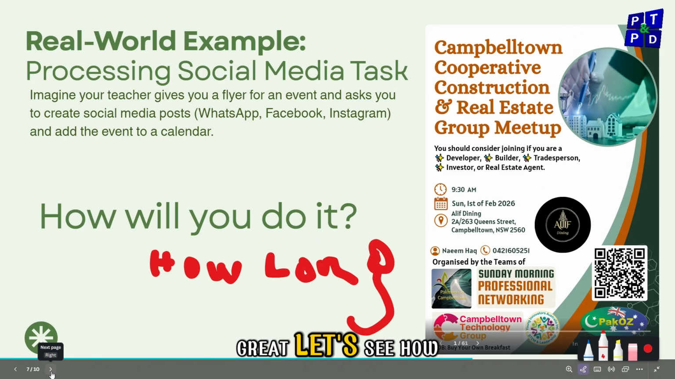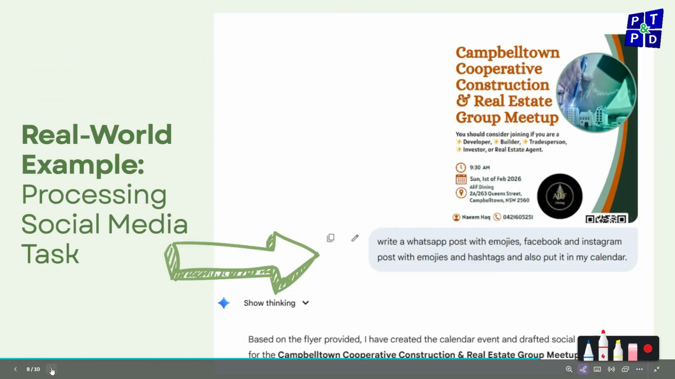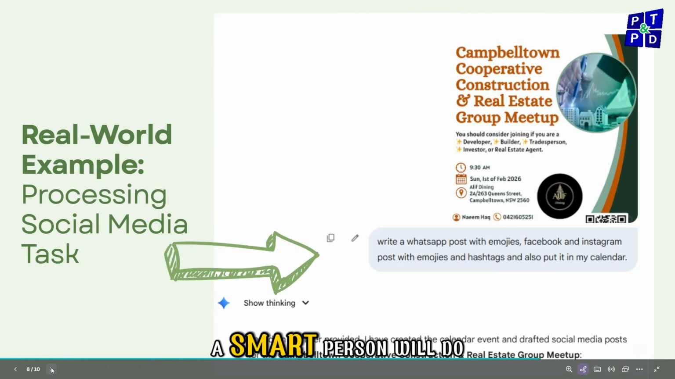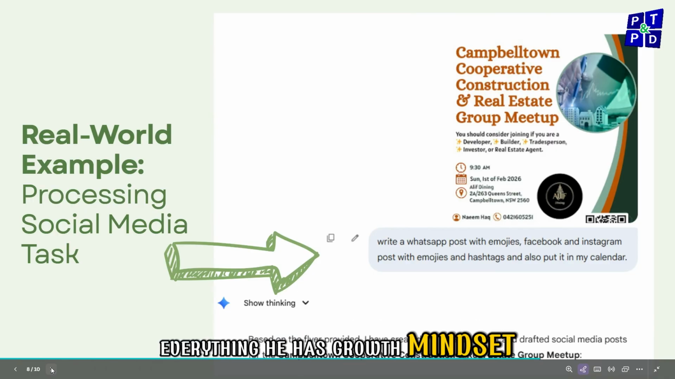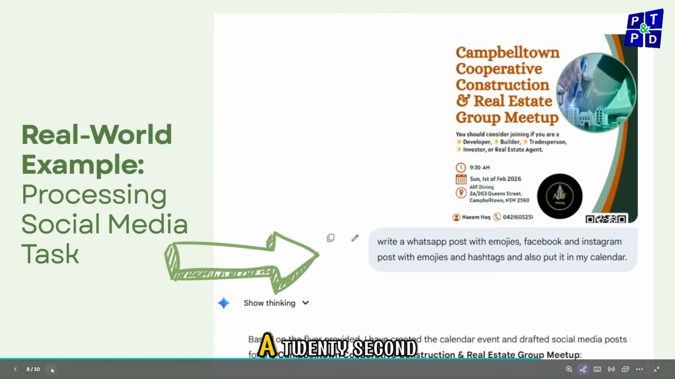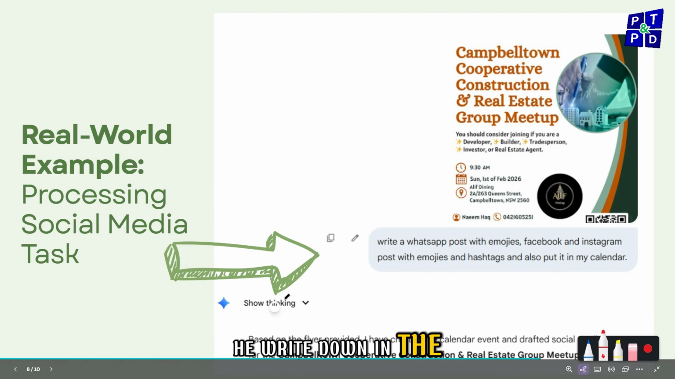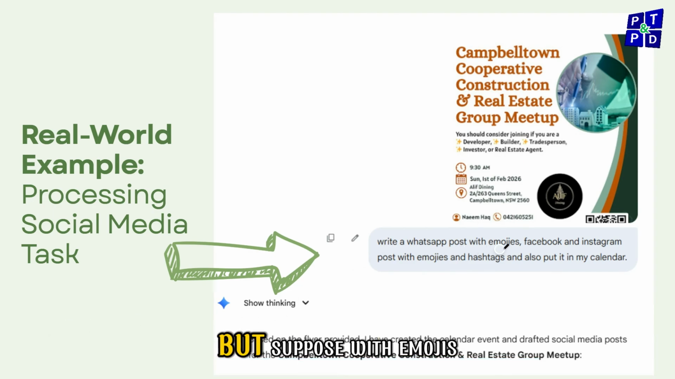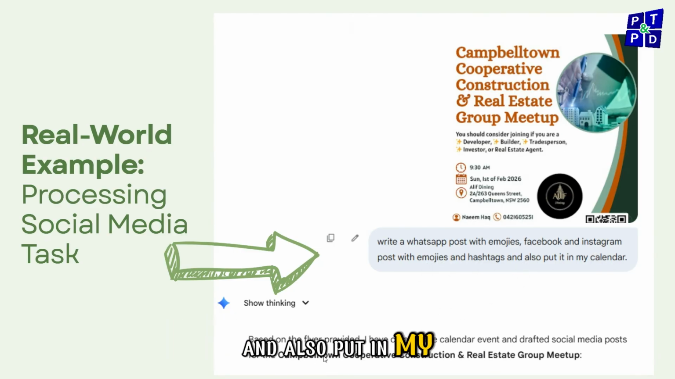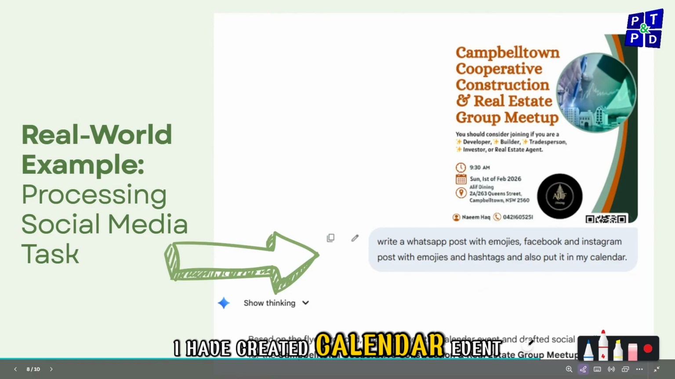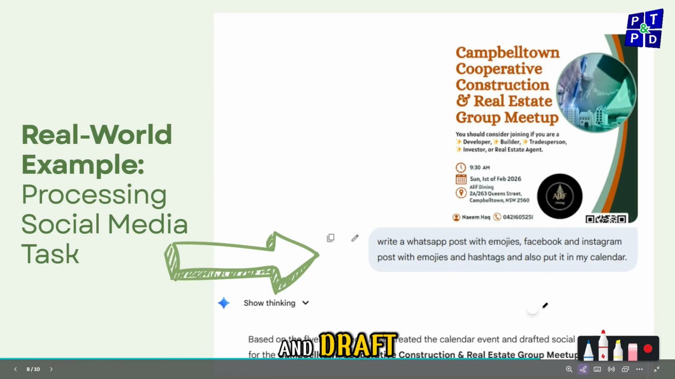Great. Let's see how a smart person will do it, a person with a growth mindset. So he did it in 20 seconds. His technique and training are all behind it. All he writes down in Gemini or ChatGPT is: write a WhatsApp post with emojis, Facebook and Instagram post with emojis and hashtags, and also put it in my calendar. Based on the flyer provided, I have created a calendar event and drafts. Let me go through this one.